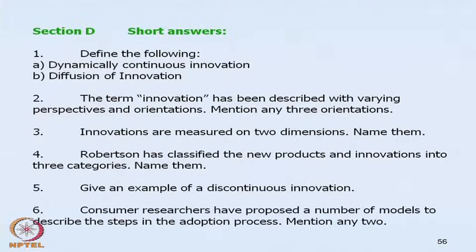Short questions. 1, define the following: dynamically continuous innovation and diffusion of innovation. 2, the term innovation has been described with varying perspectives and orientations. Mention any 3 orientations. 3, innovations are measured on 2 dimensions. Name them. 4, Robertson has classified the new products and innovations into 3 categories. Name them. 5, give an example of discontinuous innovation. 6, consumer researchers have proposed a number of models to describe the steps in the adoption process. Mention any 2.